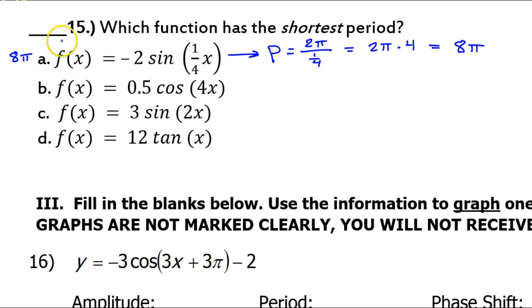So far we have 8 pi. Now the next one. Here the b value is 4, and cosine also has a normal period of 2 pi. So 2 pi divided by the b value, and this reduces to pi over 2. So this one has a period of pi over 2. So far B is winning. We know that A is definitely not the answer. We want the shortest period, but let's keep going.